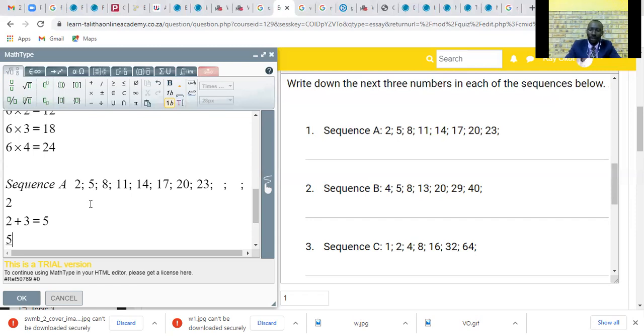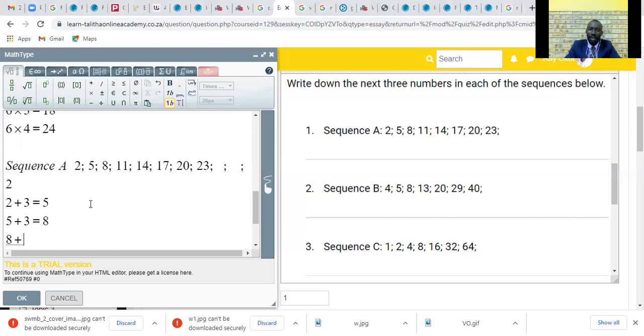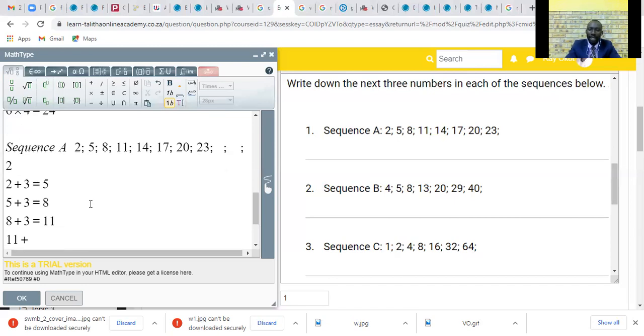If we add 3, can we get the next number, which is 8? Also from 8, if we add 3, can we get the next number, which is 11? And also from 11, how can we get the next number by adding 3? That is to get 14. Well, we normally have to carry out this check. We have to check to be sure.